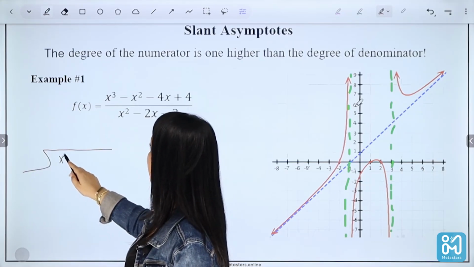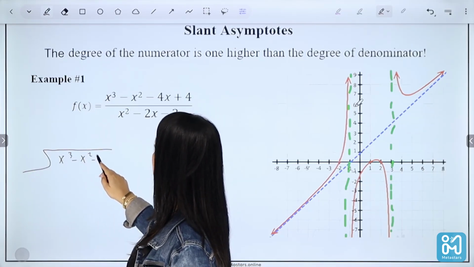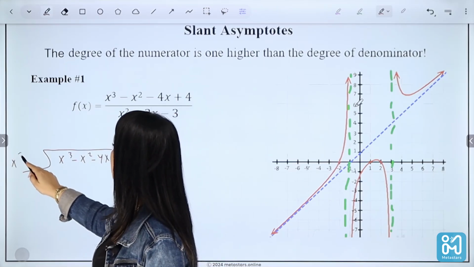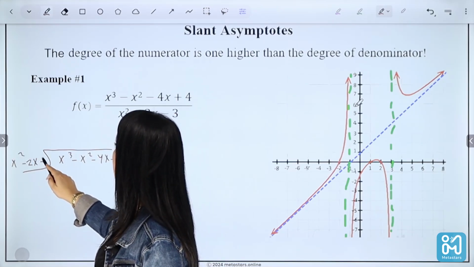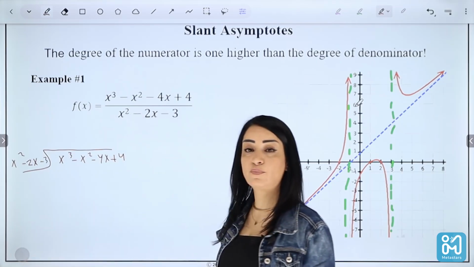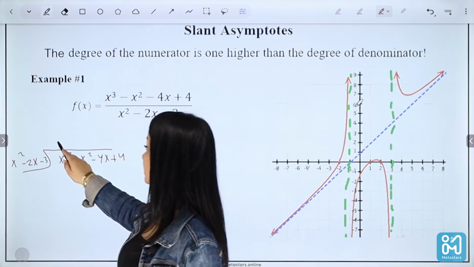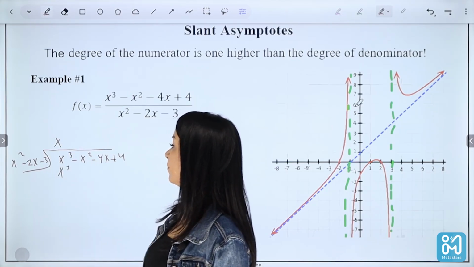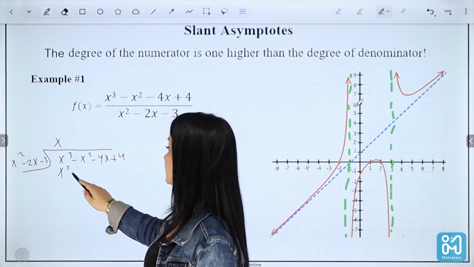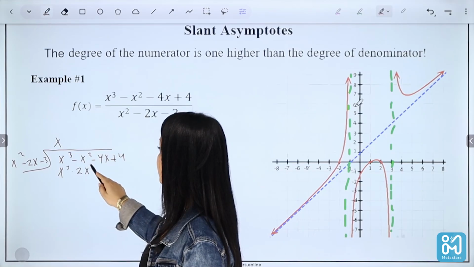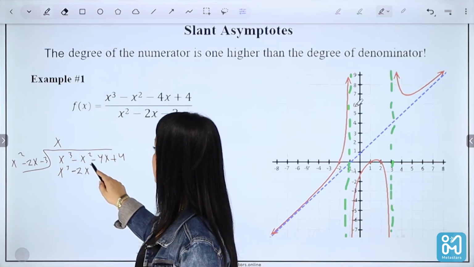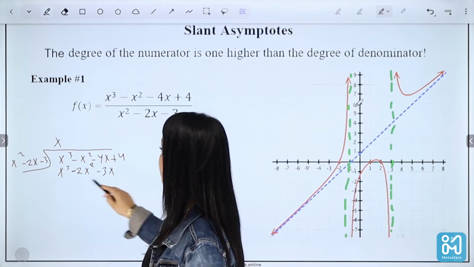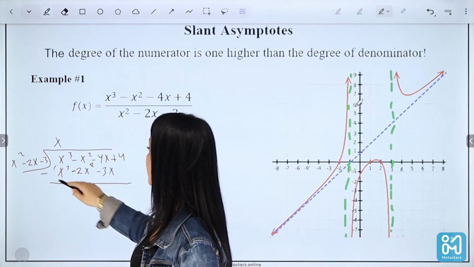So we have (x³ − x² − 4x + 4) over (x² − 2x − 3). x³ divided by x² is equal to what? Is equal to x. Now x times x² is equal to what? x³. x times negative 2x is going to be negative 2x². And x times negative 3 is going to be what? Negative 3x. So let's subtract them.